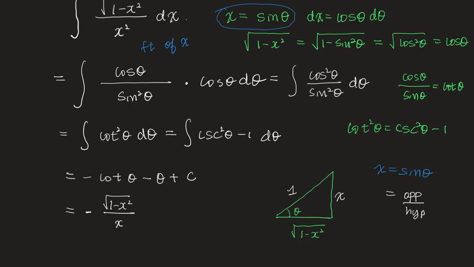Theta. How can we find theta, guys? This is very important here. Theta is right there. How do we find theta? You take the inverse trigonometric function. Arcsine x is going to be theta. So this one is going to be minus arcsine x plus c. That's how to solve trigonometric substitution.